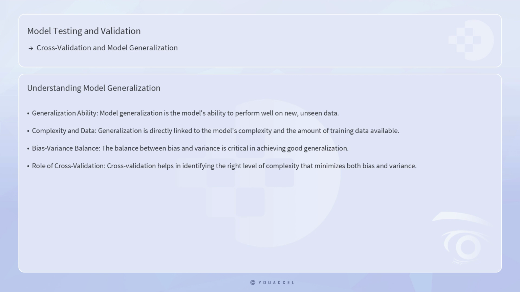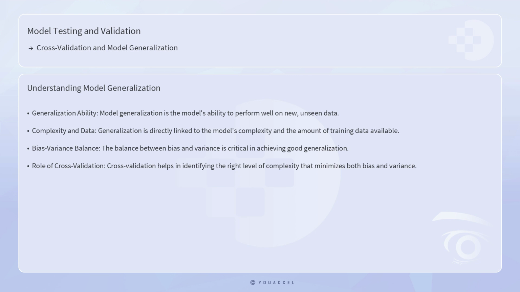Model generalization is the model's ability to perform well on new, unseen data. Generalization is directly linked to the model's complexity and the amount of training data available. Simple models may underfit the data, failing to capture the underlying patterns, while overly complex models may overfit. The balance between bias and variance is critical in achieving good generalization.